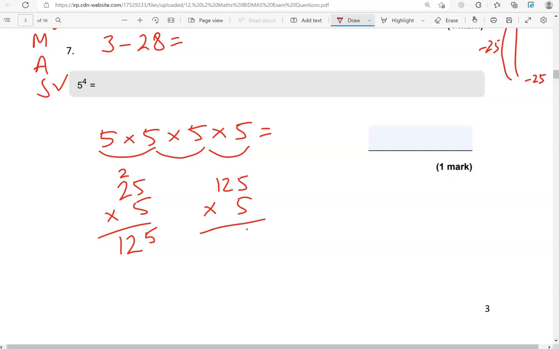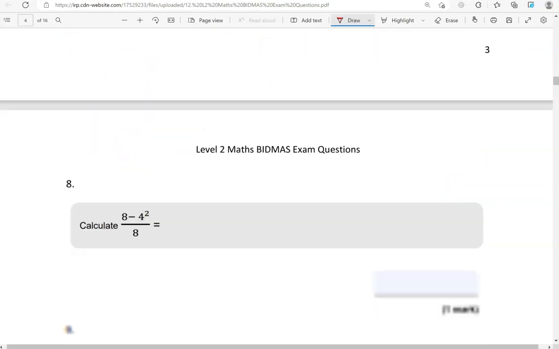So 5 times 5 is 25, 5 down, 2 carried over, 5 times 2 is 10, and the 2 is 12, so 2 down, 1 carried over, 5 times 1 is 5, and the 1 is 6, so 625 is the answer here.